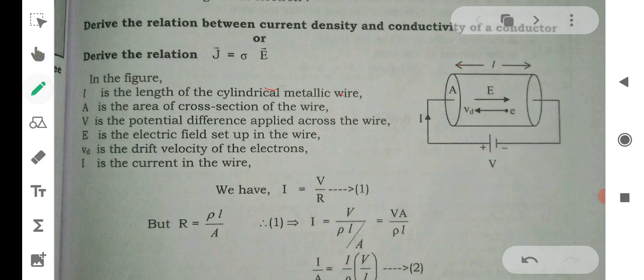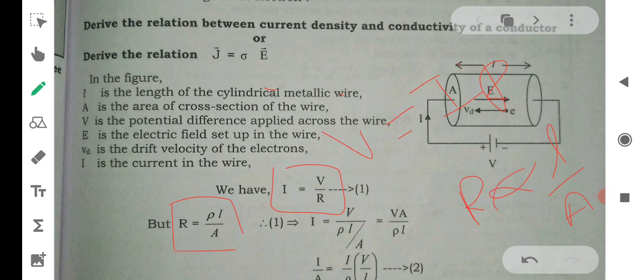Now by using Ohm's law, V equal to IR. This implies I equal to V divided by R. This is equation 1. Students, we know already resistance R we can write as rho L divided by A. Resistance is directly proportional to length and inversely proportional to area. This proportionality constant gives the resistivity. So R equal to rho L divided by A.